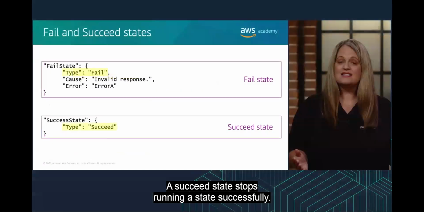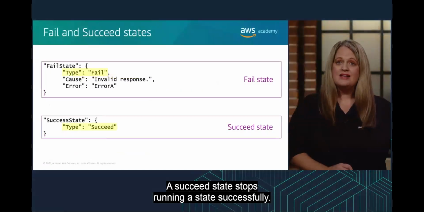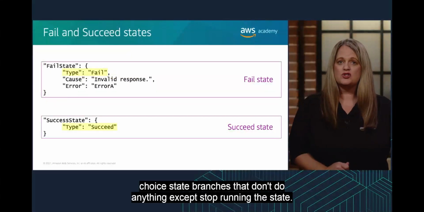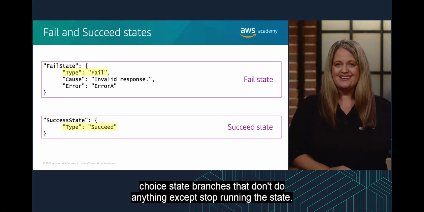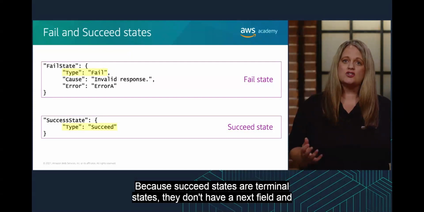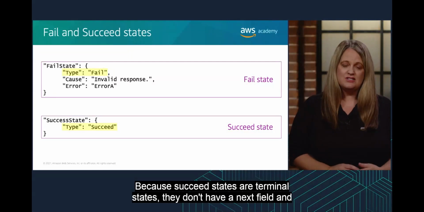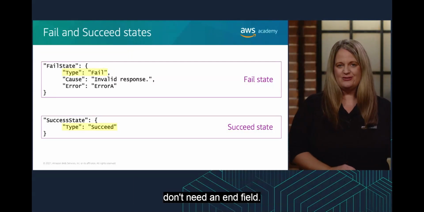A succeed state stops running a state successfully. This state is a useful target for choice state branches that don't do anything except stop running the state. Because succeed states are terminal states, they don't have a next field and don't need an end field.